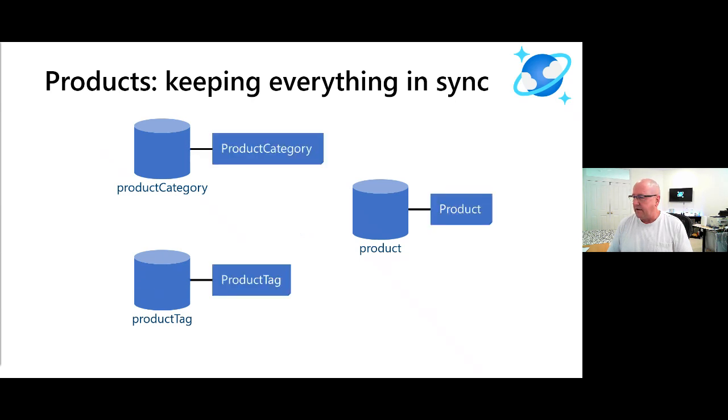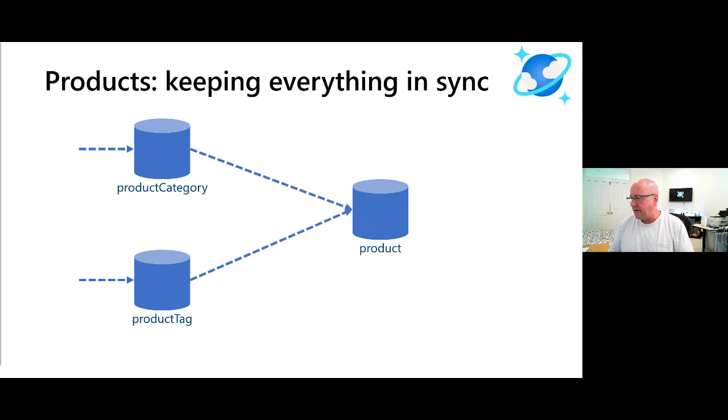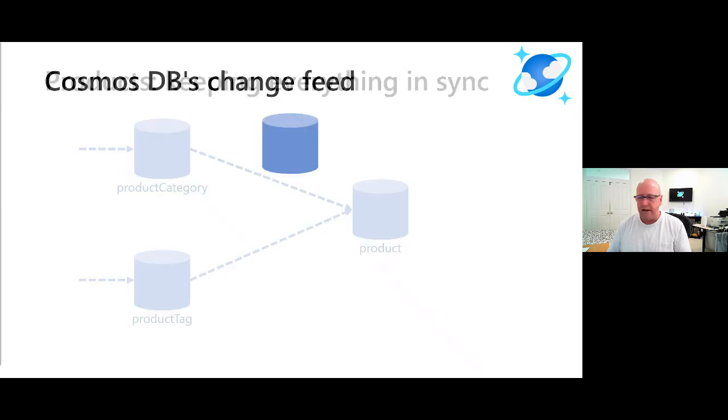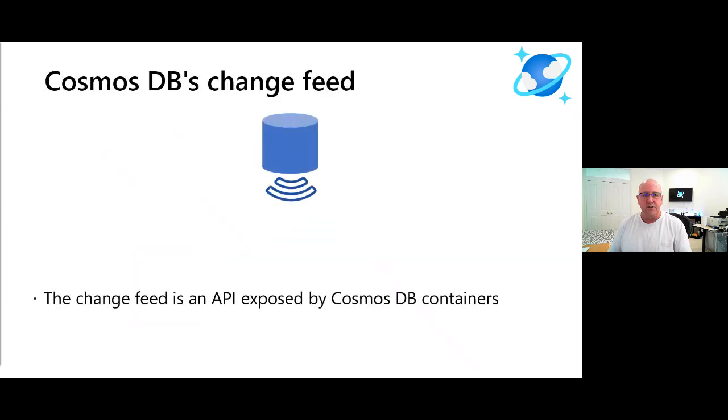So I've got my product category and my product tag, and those are now embedded in my product container. So how do I manage the referential integrity between containers? Because maybe I changed the product category name. Maybe I changed the name of a product tag. How do we handle that, right? We don't want these things to get out of sync. Well, as it turns out, Cosmos DB has a really elegant way of being able to handle that, and it's called change feed.